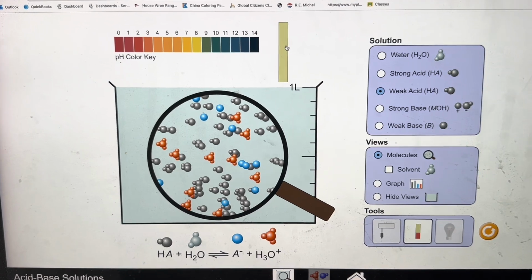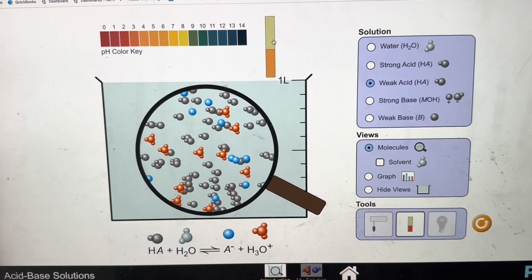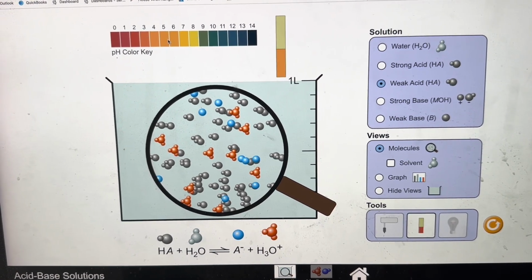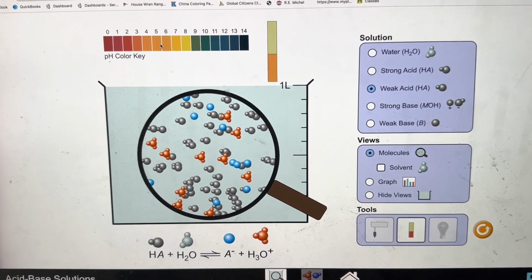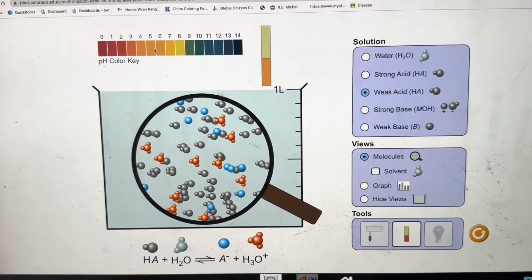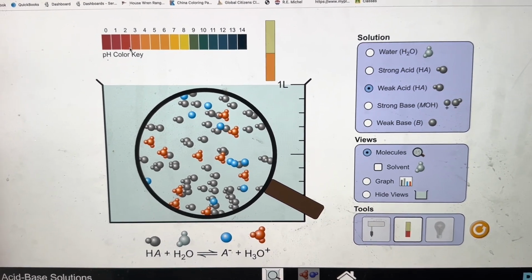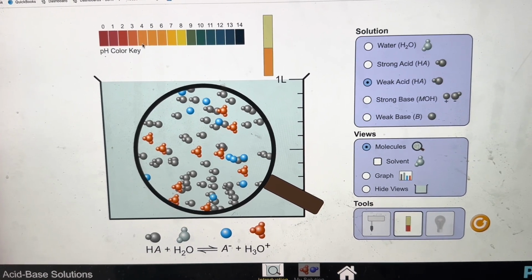So we can dip our indicator in here and we see it's orange, right? That tells us that our pH is somewhere in the 4 to 6 range. That means that this is a pretty weak acid. That acid has not broken apart completely and we aren't left with fully hydrogen ions. We're somewhere in the middle. Some of that acid has not ionized and has not donated its hydrogen.